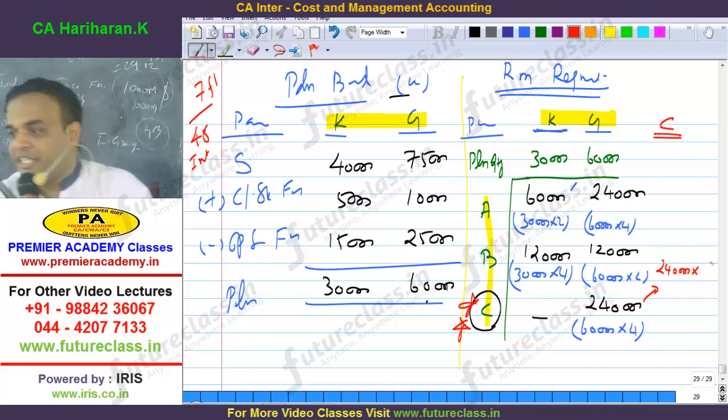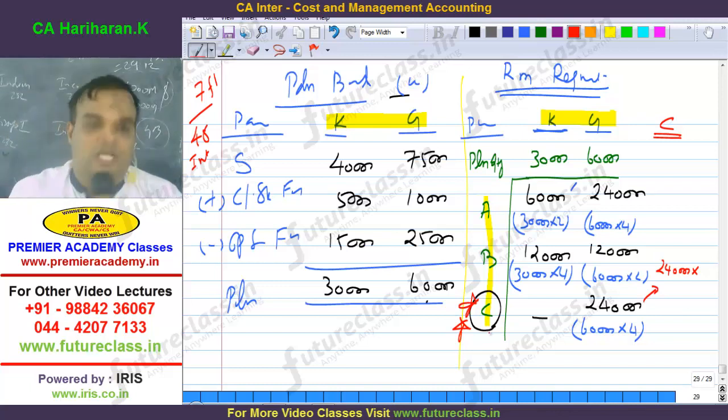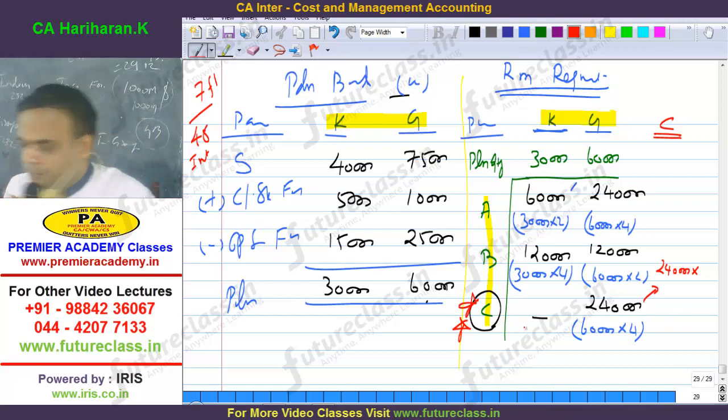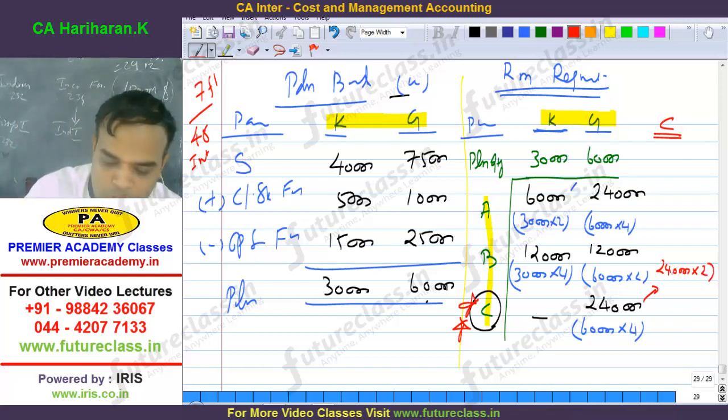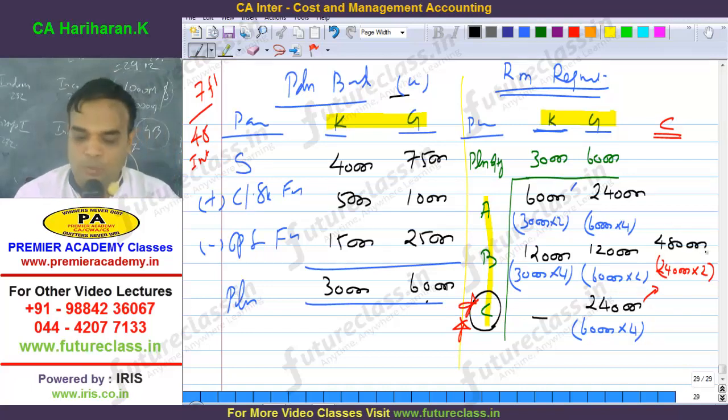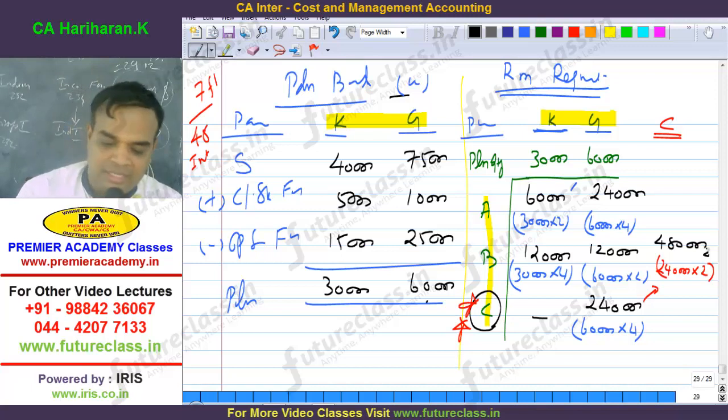That we are going to produce out of B. So B's requirement is going to increase. For the purpose of producing C, we need raw material B. Therefore, to produce one unit of C, how many kgs of B do you need? You have to multiply with 2. Correct? That comes to 4,80,000. How many of you understood this issue? That's the most important one. Clear?